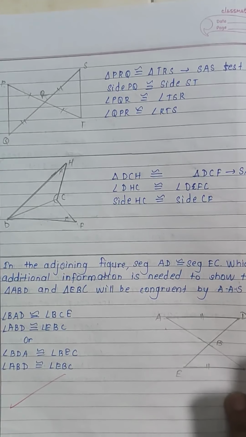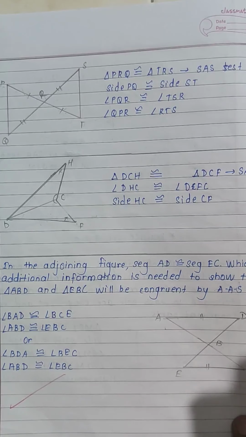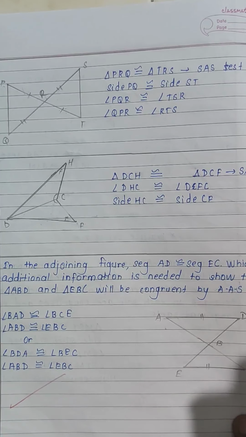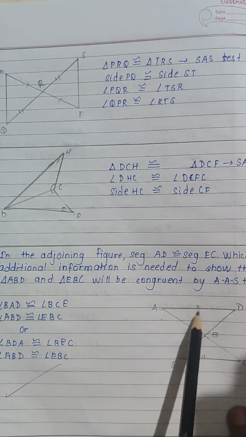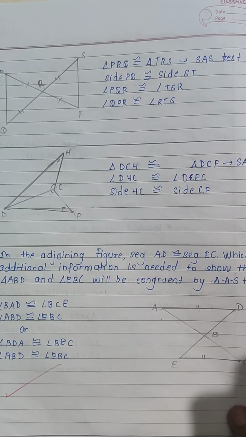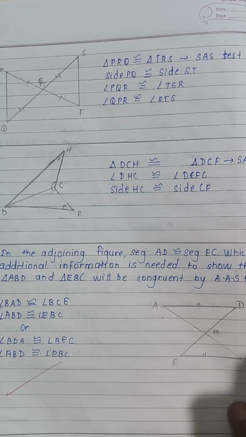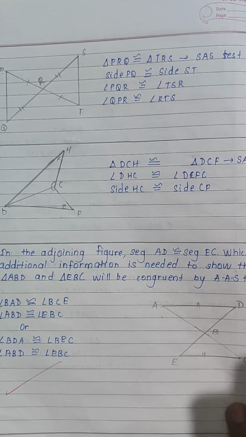Now for the second question, they have written, in the adjoining figure, segment AD is congruent to segment EC. Which additional information is needed to show that triangle ABD and triangle EBC will be congruent by AAS test? In the diagram, they've given these two sides are equal, and we have to show these two triangles are congruent by AAS test. Now for AAS test, side is already given, and the remaining two angles are what we will show and say that both triangles are congruent by angle angle side test.